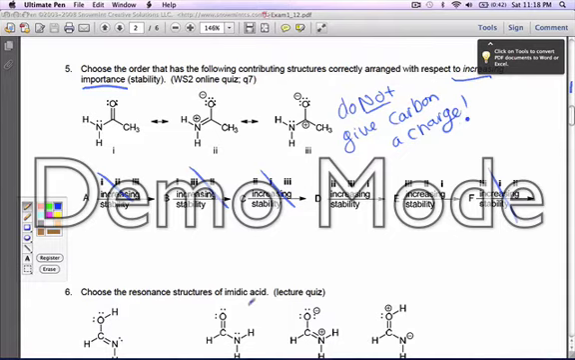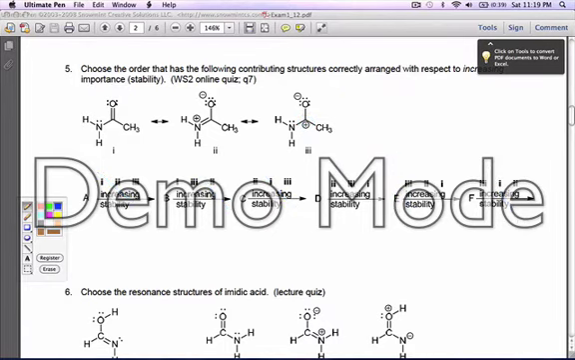And that is a very, very important rule when you are given the choice between giving oxygen a charge and carbon a charge. Always give oxygen a charge, always give nitrogen a charge. Try your hardest to never give carbon a charge, because that is going to be a very unstable structure. And we see you have a positive charge on that carbon, so that is going to be the least stable. So 5 is going to be E.